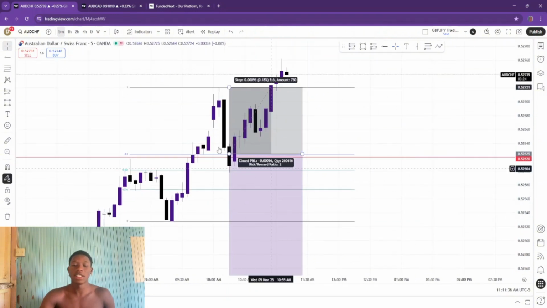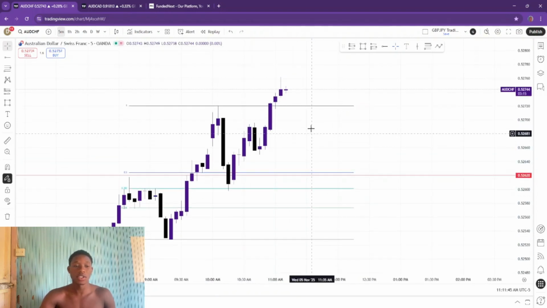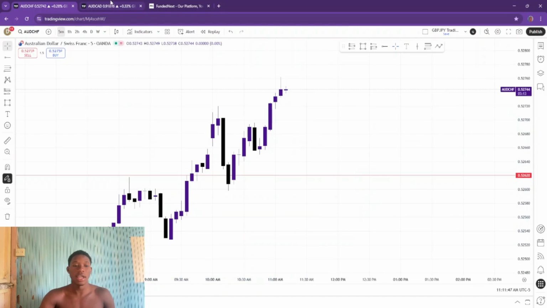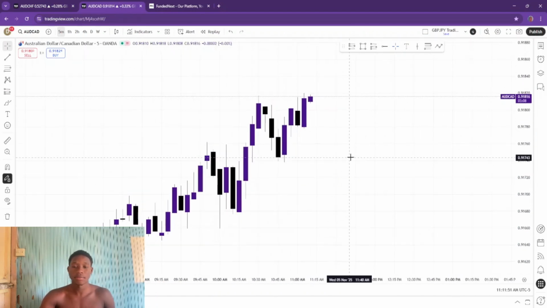So that was the second take profit. Price entered me right here at the 0.5 line. It went down a little bit, and then it started rejecting, and then it hit my stop loss. So that's the loss on AUD CHF. And then we had a second trade on AUD CAD.